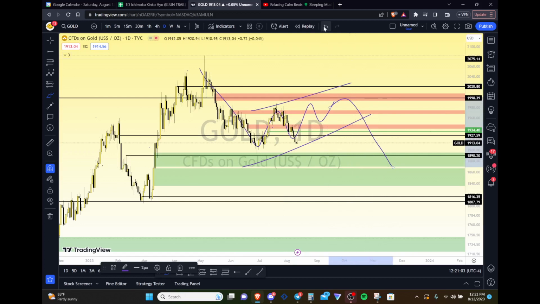Now, if the dollar strengthens heavily, or at least quickly next week, then we're likely going to see something like this, where you break down like this, and then potentially do something like this. And if this happens, my bias is going to change dramatically in the short term. It's going to be far more bullish than bearish.